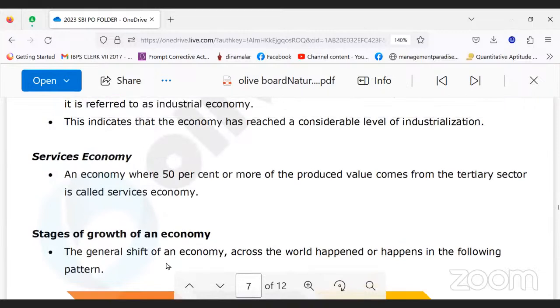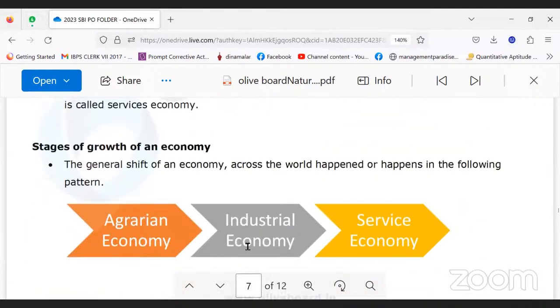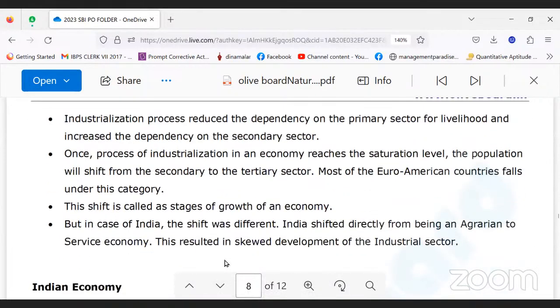Stage of growth of an economy. The general shift of an economy across the world happens in the following pattern: agrarian economy, then industrial economy, then services economy. Industrialization reduced the dependency on the primary sector for livelihood and increased the dependency on the secondary sector. Once the process of industrialization reaches the saturation level, the population will shift from the secondary to the tertiary sector.